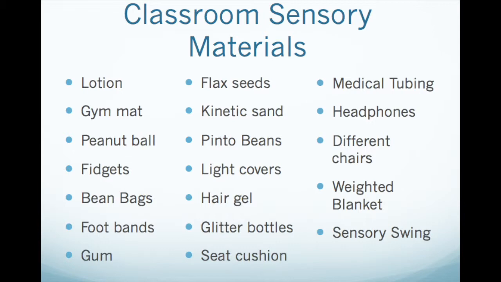We also use weighted blankets where students either sit down and they can have a weighted vest on them, trying to give them that deep pressure. We have a blanket that goes across their lap that gives them that deep pressure. We also use a sensory swing sometimes, where students sit in the swing and it kind of envelops them and we swing them back and forth, giving them that motion.